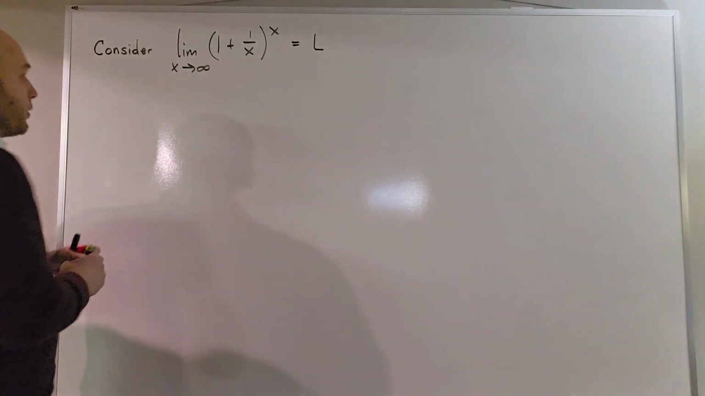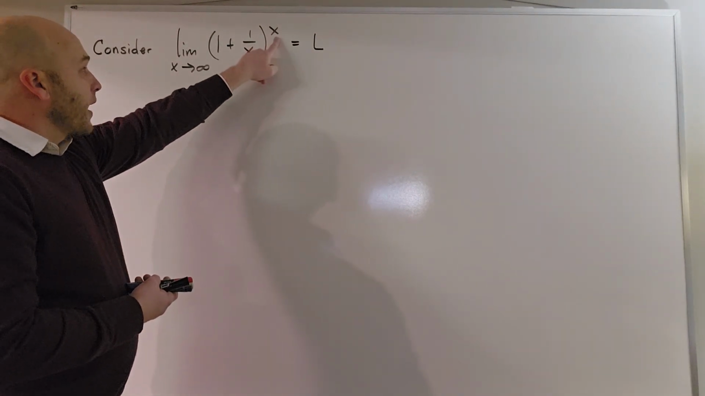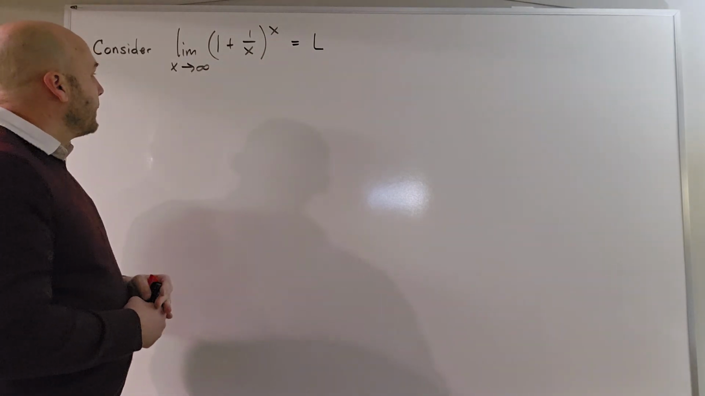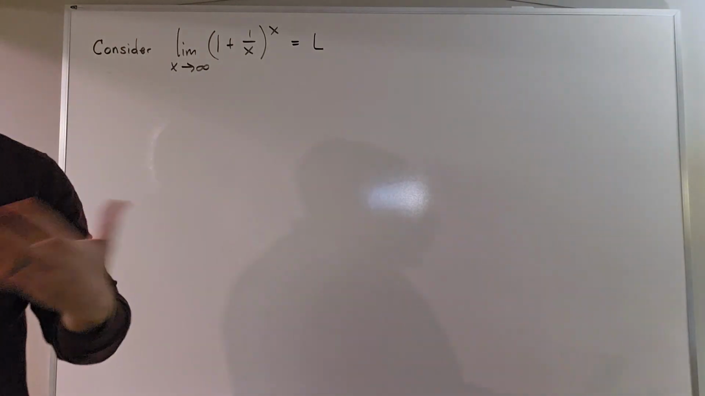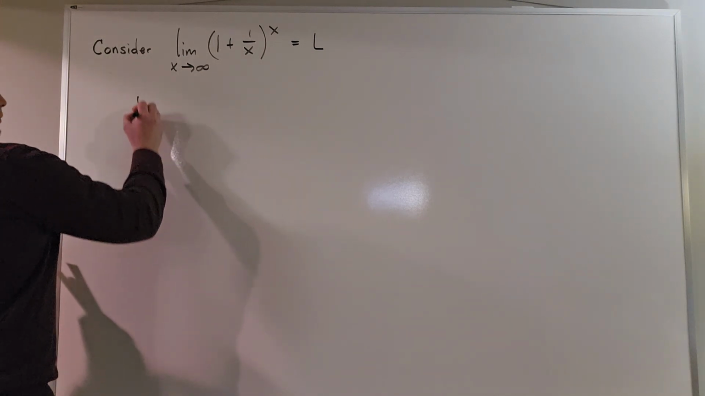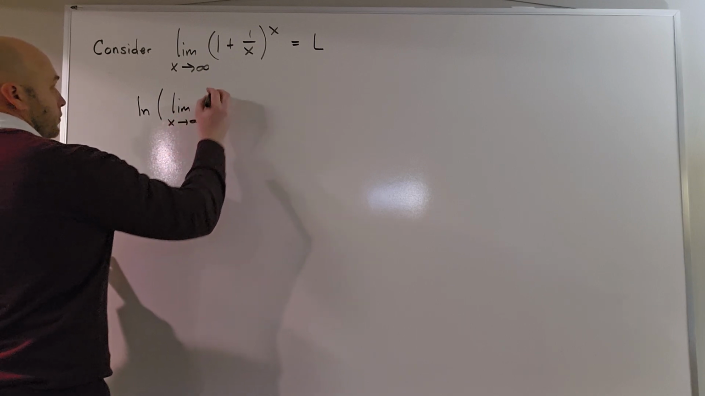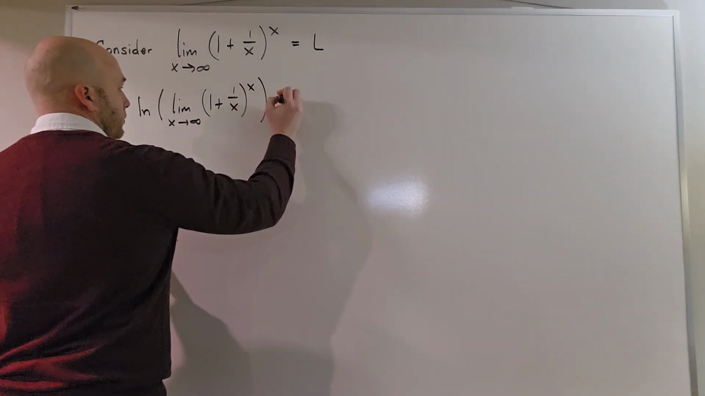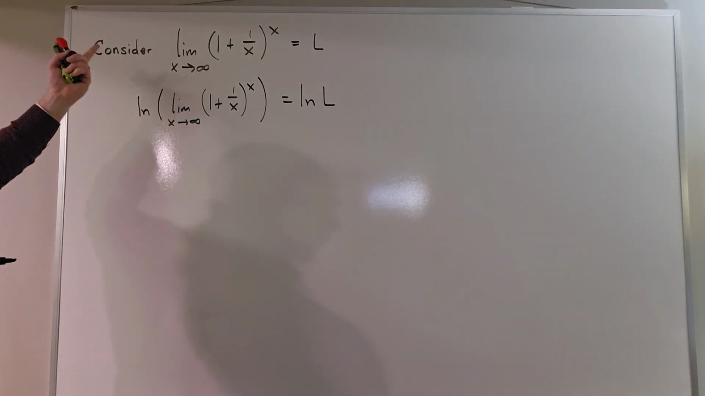Well, in order to evaluate this limit, let's sort of get some motivation here. This exponent being a variable is sort of the problem with computing this algebraically. So what tool do we have that will move an exponent? Of course, that'd be a logarithm. So let's take the natural log of both sides. Okay, all I did is take the natural log of both sides.